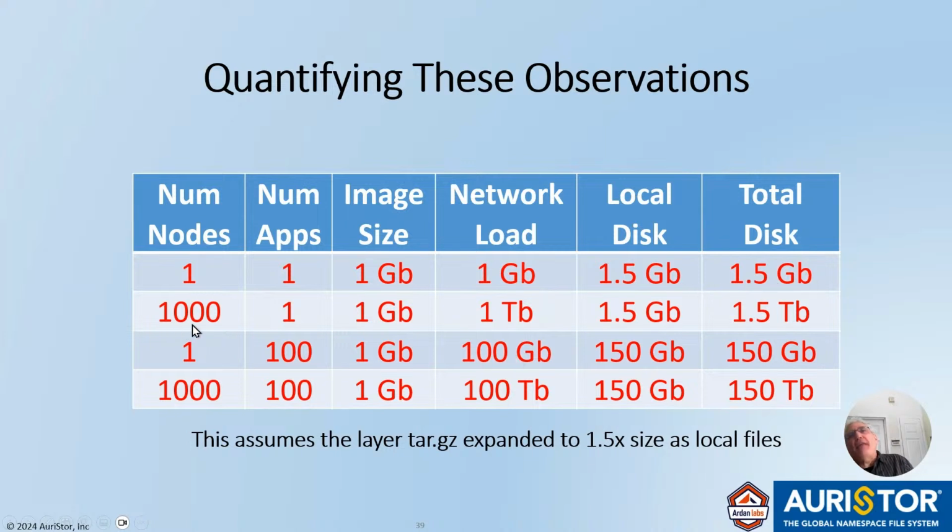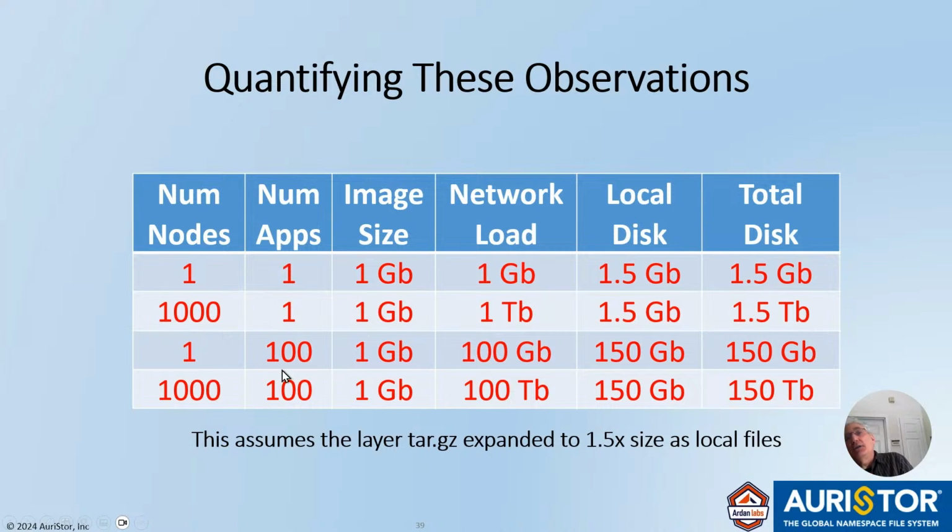But if I do it to 1,000 machines, that one app, I'm moving a terabyte over my network, and the total disk space spread over my 1,000 machines is 1.5 terabytes. It's 1.5 gigabytes for each machine, but 1.5 terabytes total over my 1,000 machines.